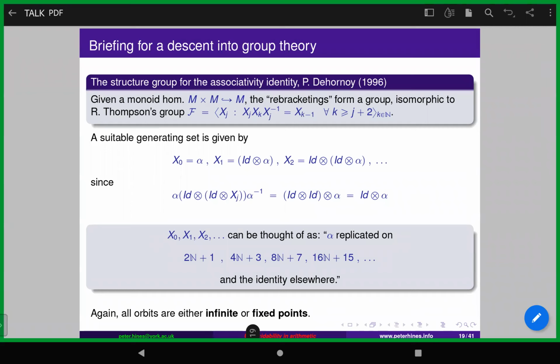on modulo classes, 2n plus 1, 4n plus 3, 16n plus 15. The pattern here is kind of obvious. And the neat point here is that, again, we don't have any non-trivial behavior under iteration. All our orbits are either infinite or fixed points. Okay, so it's kind of fun to be sort of mixing concepts from different fields.